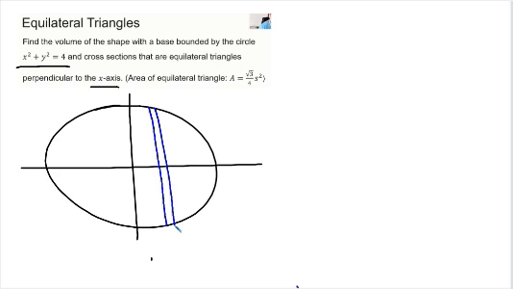So once again, we know that we need to solve this thing for y. We did that the other day. Y equals the square root of 4 minus x squared. And we know that that can tell me this distance right here. All right? So now we need to take a look at our equilateral triangle, and how would I find the volume of one of those?